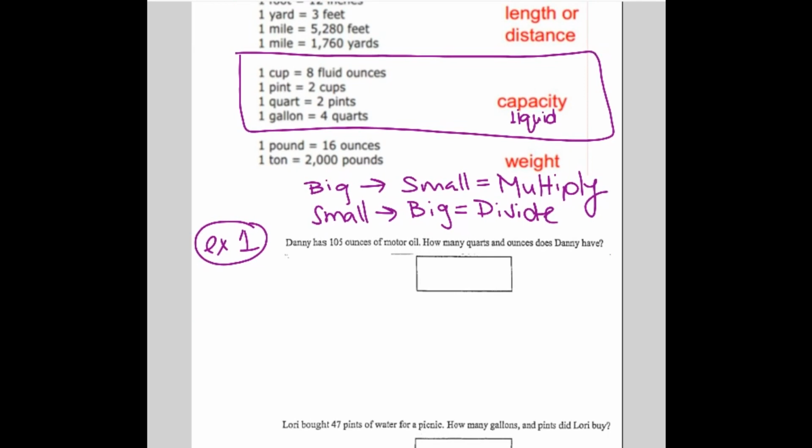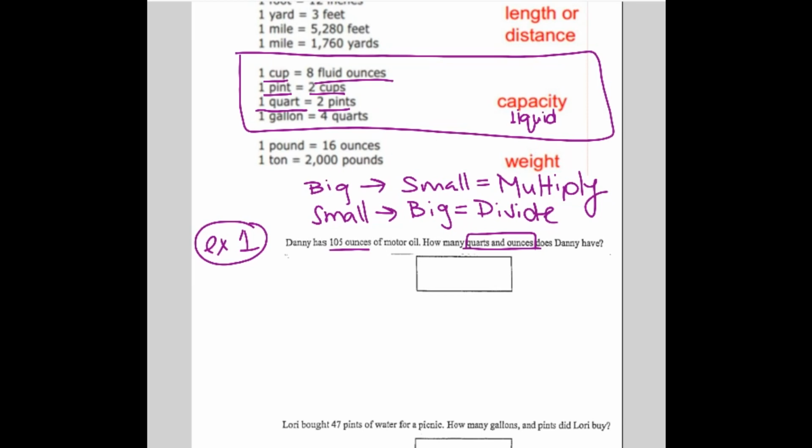It says Danny has 105 ounces of motor oil. How many quarts and ounces does Danny have? So this looks like I'm turning it from ounces to quarts, and then whatever's left over is going to be ounces. So I need to look at my chart. Quarts and ounces, I see here. Actually, I don't. I see quarts to pints, and then pints to cups, and then cups to fluid ounces. So this looks like I'm going to be converting 3 separate times.